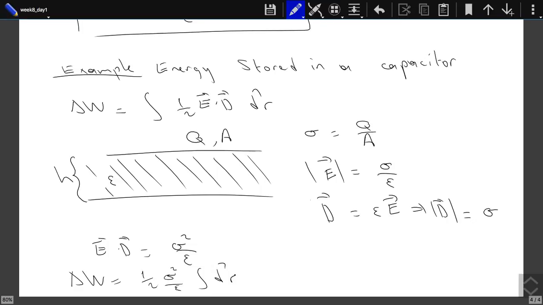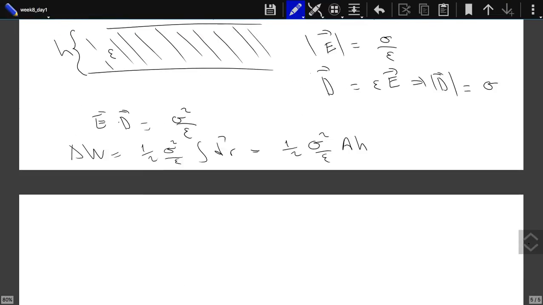Sigma squared over epsilon, since it's just a constant within my capacitor, I'm taking it out. What remains is the volume integral. Then this is 1 over 2 sigma squared over epsilon A times h. This is the total energy stored in my capacitor. Let's write it in terms of the total charge. 1 over 2 Q squared over A squared. This is sigma squared. A times h over epsilon. Or let me write it in a slightly different form. Q over A, this is the sigma, times sigma.